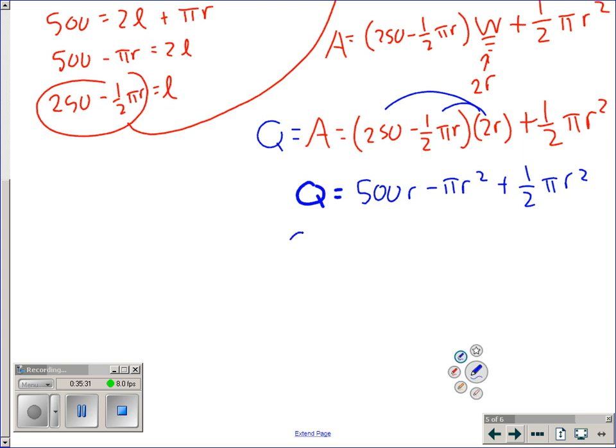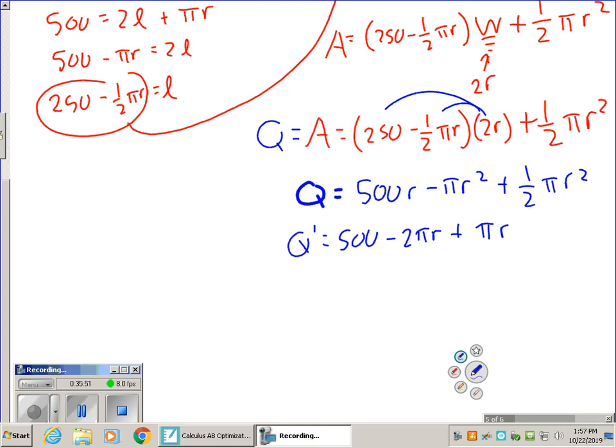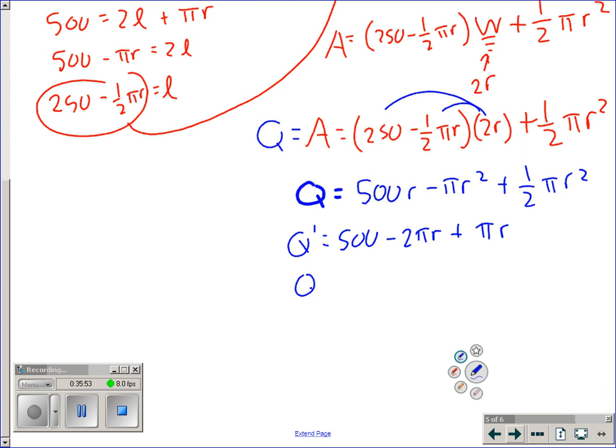So Q prime equals 500 minus 2 pi r plus pi r. Okay, and let's keep going from there. All right, so we took the derivative. Now we're going to simplify it down a little bit and solve.